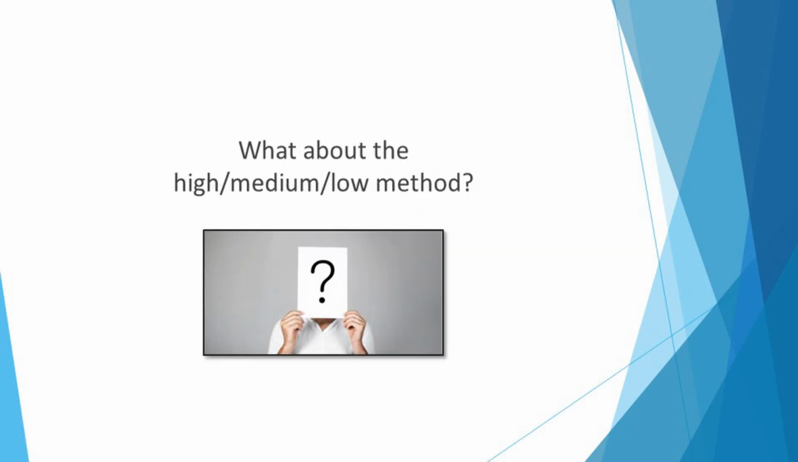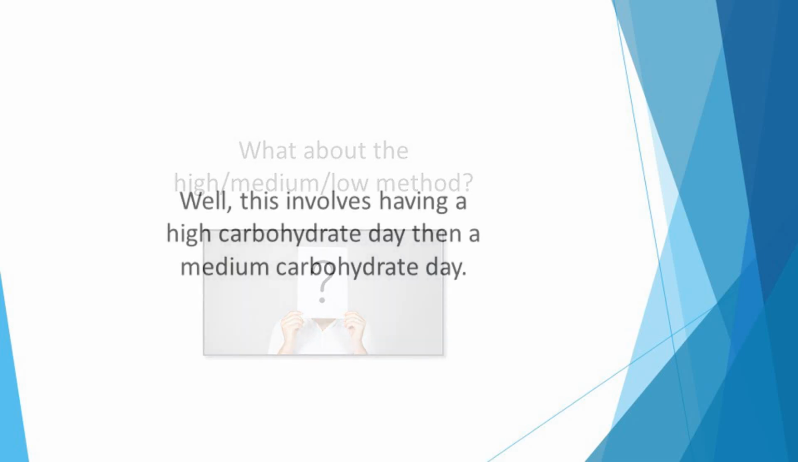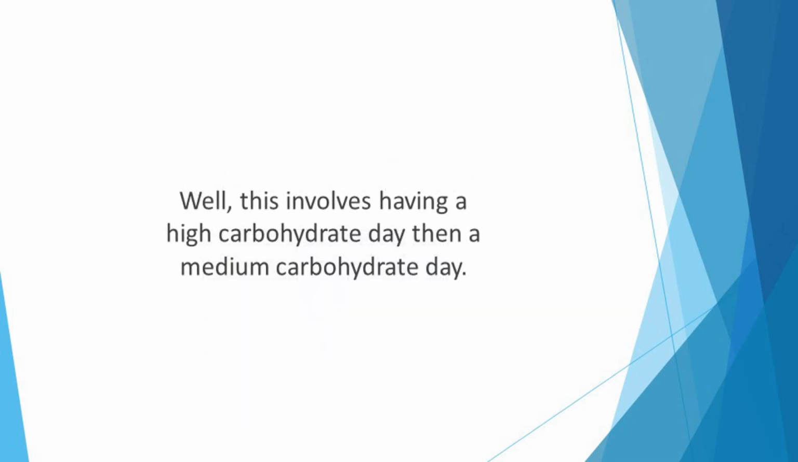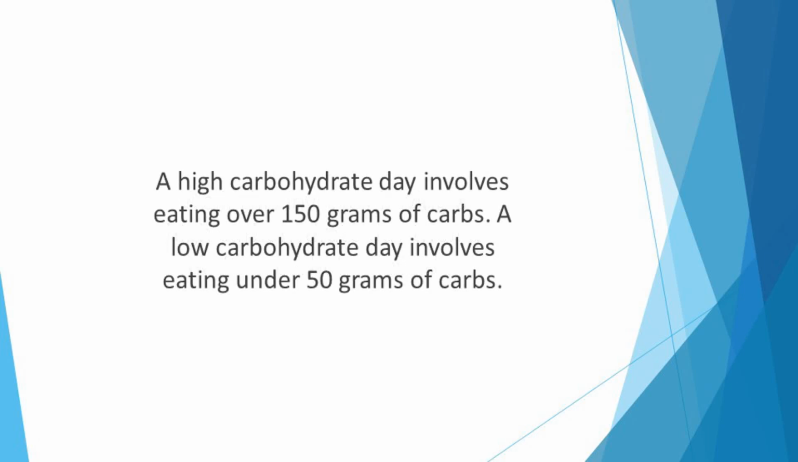What about the high-medium-low method? Well, this involves having a high carbohydrate day, then a medium carbohydrate day. Finally, a low carbohydrate day will follow on. The cycle will then repeat. A high carbohydrate day involves eating over 150 grams of carbs.